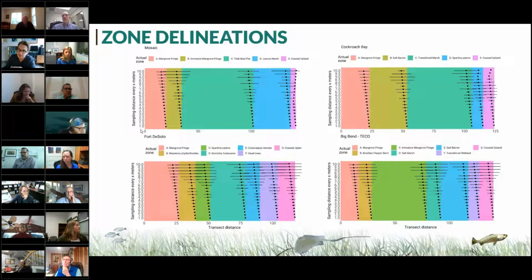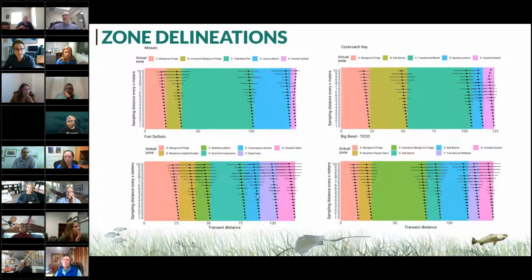This is subsampling, going up on the y-axis every half meter, so the true estimate. That's where these lines exist, going all the way up to subsampling at 10 meters. And you'll see that these black dots and lines are essentially our best estimate of where these zone transitions occur with each reduction of sample effort.